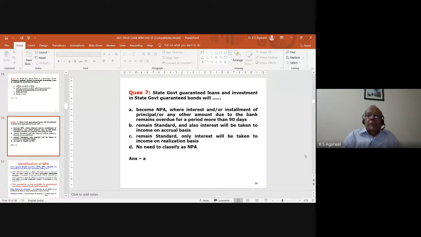Next question is state government guaranteed loans and investment in state government guaranteed bond will become NPA where interest and or installment of principal etc. remains overdue for a period of more than 90 days. That is option A. Remaining options are incorrect. So my answer will be A.